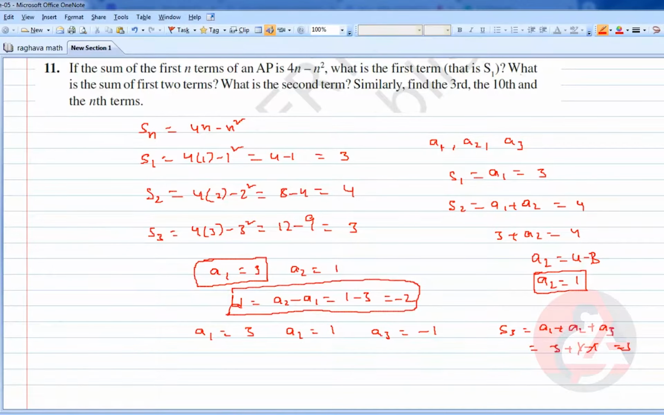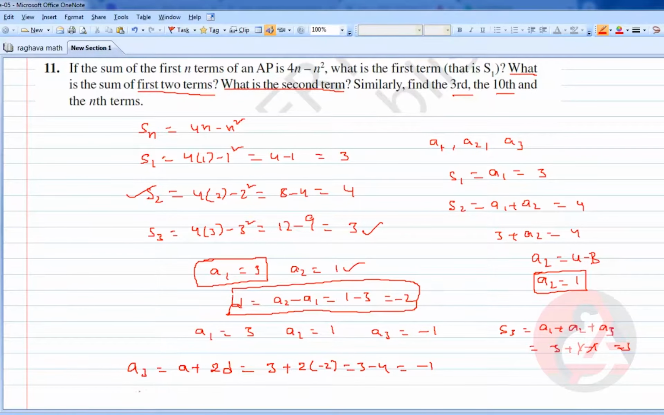So what is he asking? What is the sum of the first two terms? Sum of the first two terms means S2. What is the second term? The second term is A2, that is 1. Similarly, find the third and 10th term. He's asking the second term, A2. A2 is equal to 1. Similarly, the third term and 10th term. A3 will be equal to A plus 2D, 3 plus 2 into, what is the common difference? The common difference is minus 2, 3 minus 4, it is minus 1.